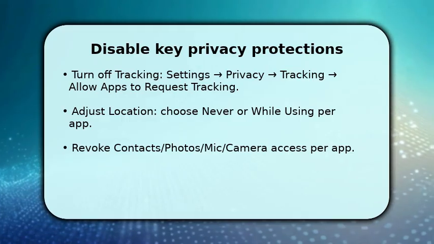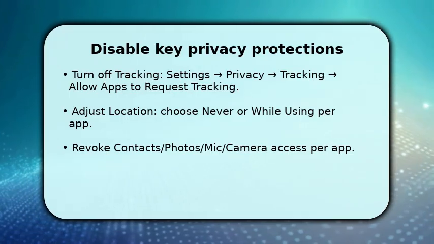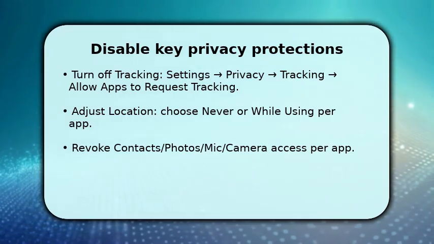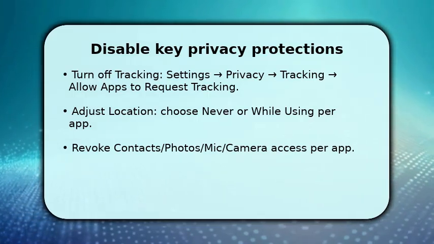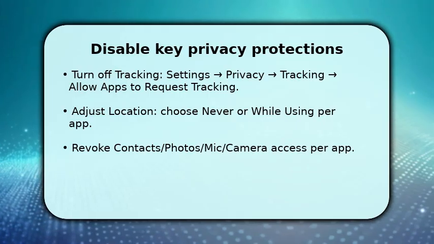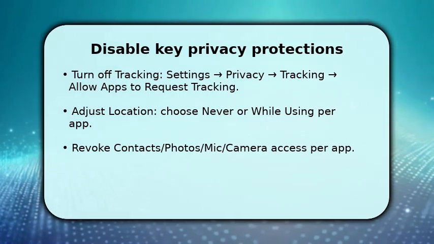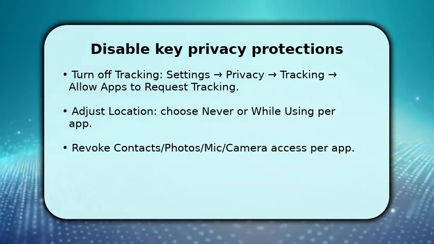want to expose. Next, in Privacy, tap Contacts, Photos, Microphone and Camera and revoke apps you don't want accessing them. Make sure to confirm prompts. Revoking reduces background data collection and limits sensors apps can use.